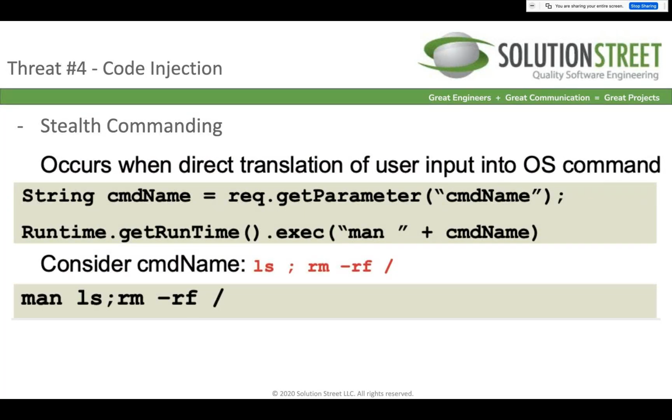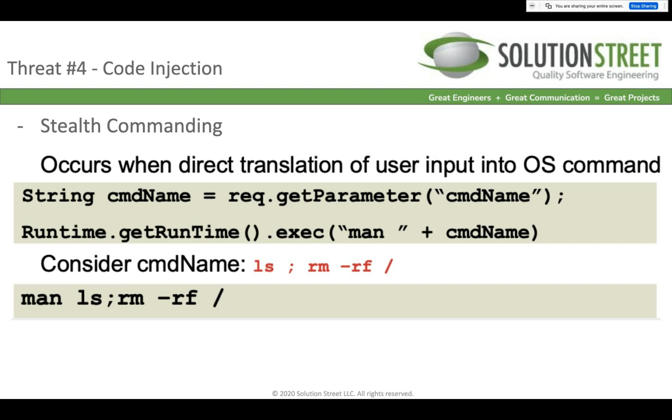Stealth commanding, this is where a lot of our apps we build need to run something in the operating system. Maybe it's a third-party toolkit. Maybe it's a command line, ls at the command line to get a list of the directory. Maybe it's creating a directory. Lots of different things we could do. And stealth commanding is the act of sort of hijacking that and then running something nefarious, right?